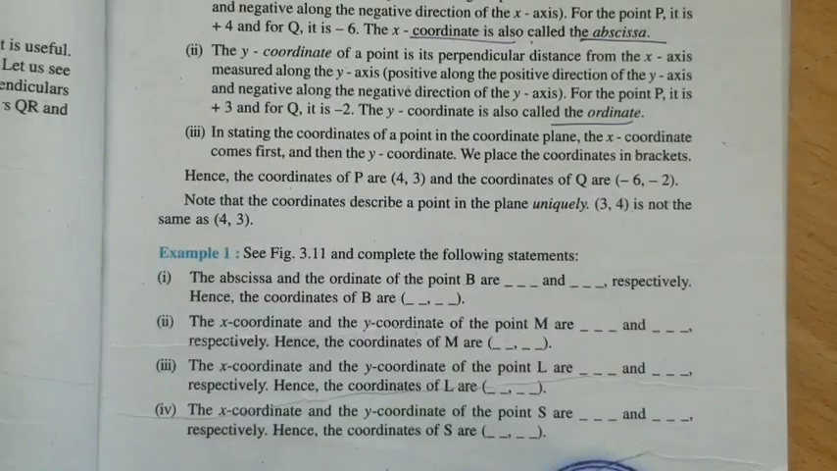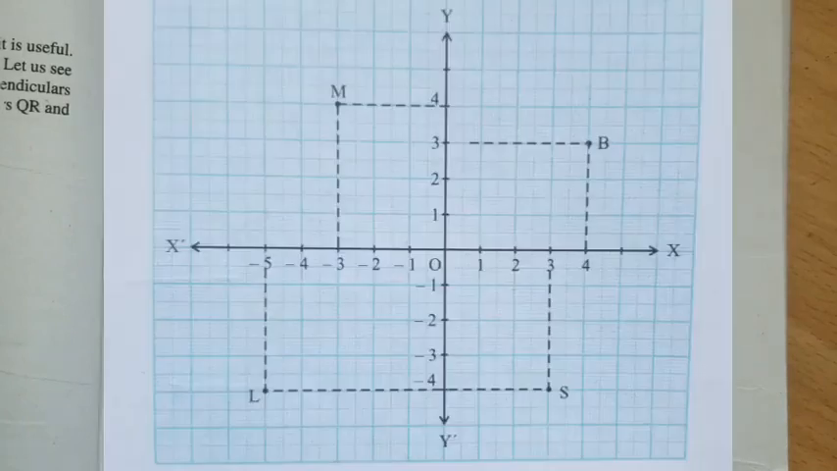Now let's see example 1. See the figure and complete the following statements. First question is, the abscissa and the ordinate of the point B are dash and dash respectively. Already we have studied that the abscissa means the value in the x-axis and the ordinate means value in the y-axis. Now tell me where the point B is located.